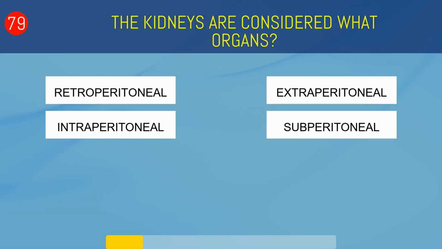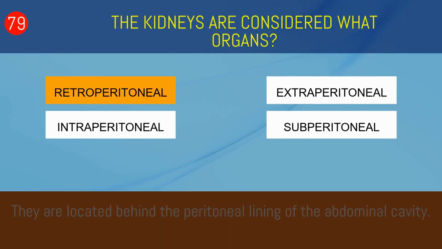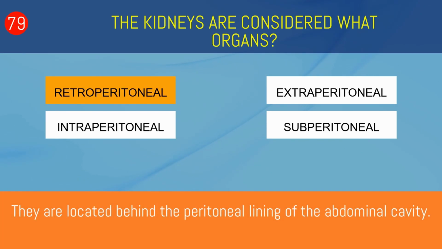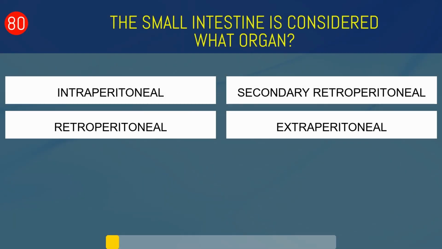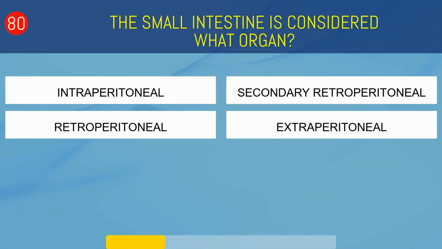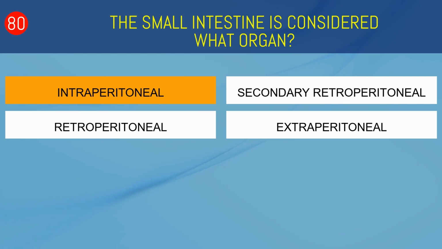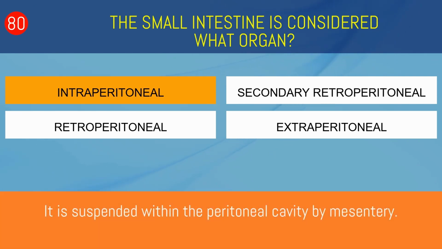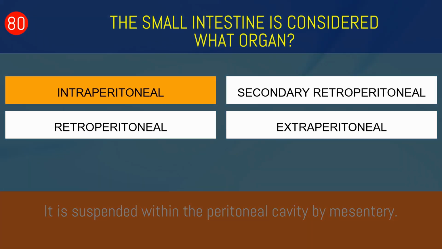The kidneys are considered what organs? Retroperitoneal, intraperitoneal, extraperitoneal, or subperitoneal? Retroperitoneal. They are located behind the peritoneal lining of the abdominal cavity. The small intestine is considered what organ? Intraperitoneal, retroperitoneal, secondary retroperitoneal, or extraperitoneal? Intraperitoneal. It is suspended within the peritoneal cavity by mesentery.